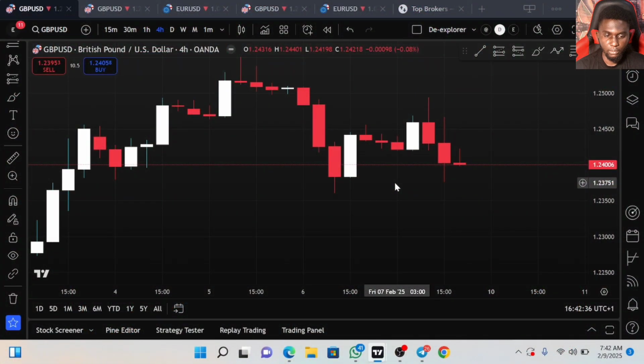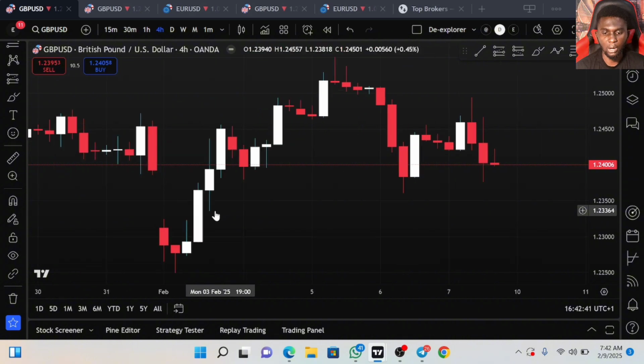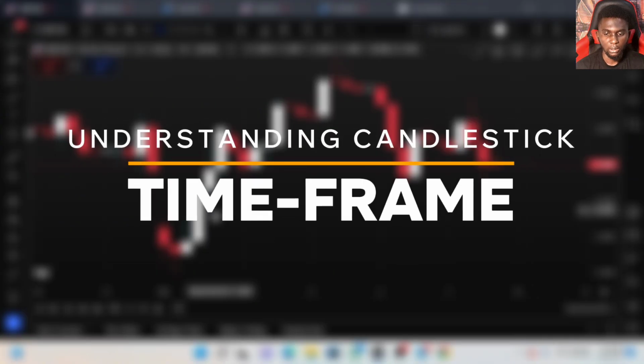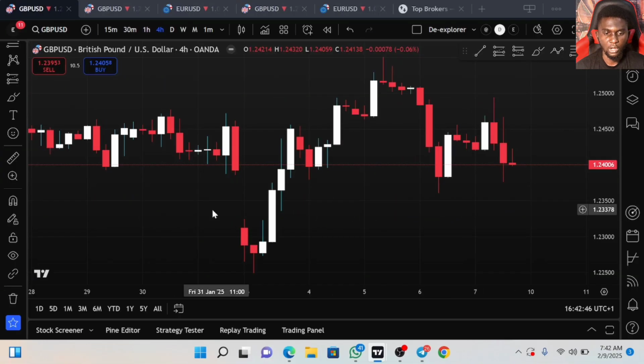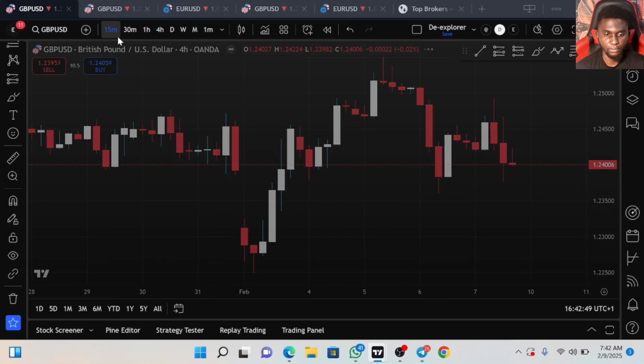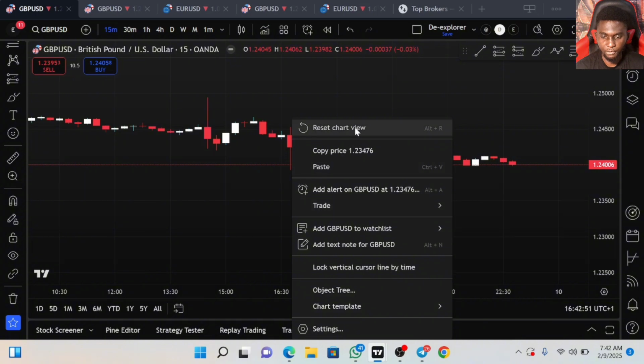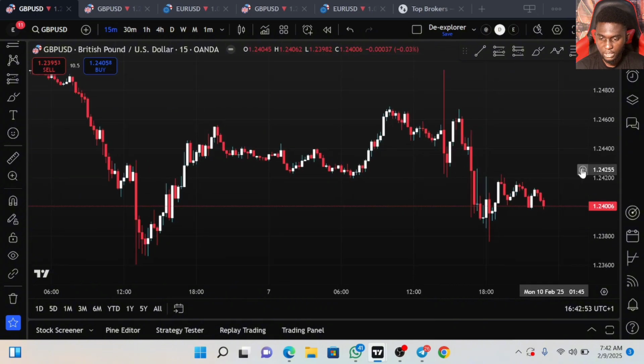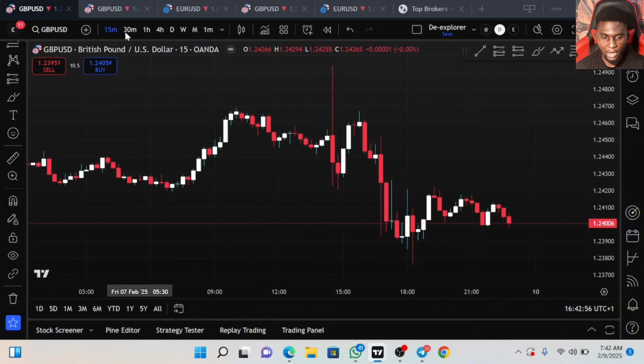All right, still under understanding candlestick, I'm going to be talking about time frame. Now, what is time frame? For instance, this is a 15 minutes time frame, and do you know what it means? It means that for this whole candle to form, it takes 15 minutes. All the candles you are seeing here take 15 minutes to form. That's what the time frame means.